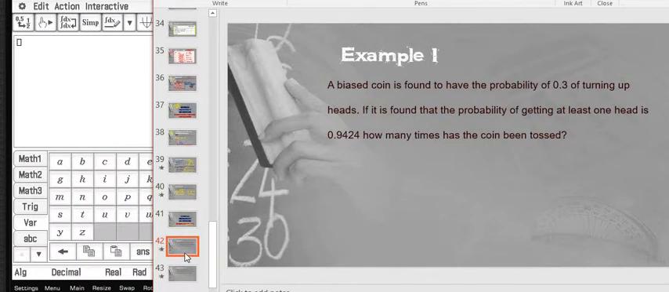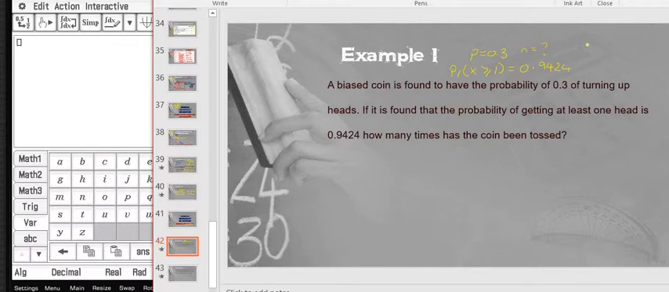Okay, now for this first one here, we have a biased coin. It's found to have the probability of 0.3 of turning up heads. So that means that our p value in this case is 0.3, and it's found that the probability of getting at least one head, so of x being greater than or equal to 1, is 0.9424, and we're trying to figure out what n is equal to.